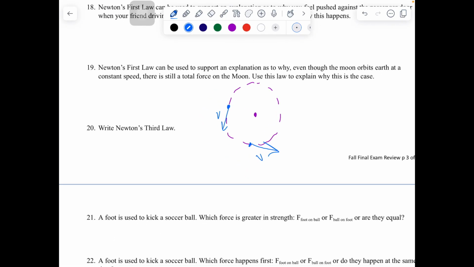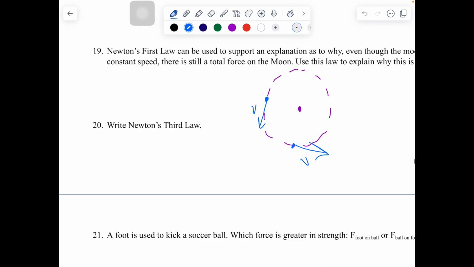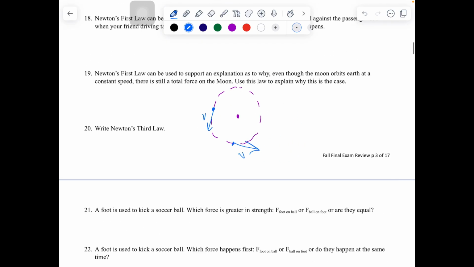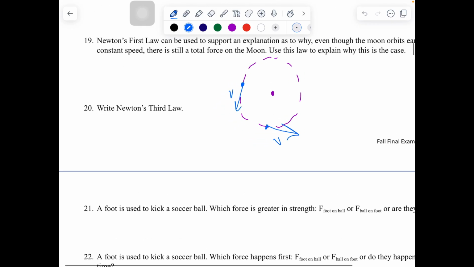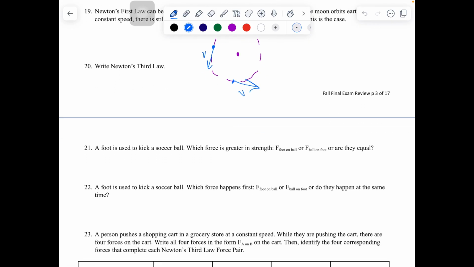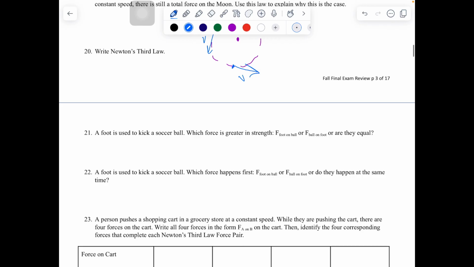Newton's third law is that every action force has some reaction force. So for example, if I hit my hand on the table, the table is going to hit my hand with the same amount of force that I hit the table. If you are hammering in a nail, the hammer hits the nail with the same force that the nail hits the hammer. Same force, opposite direction. Foot kicks soccer ball. Which is greater? They're equal. Newton's third law.